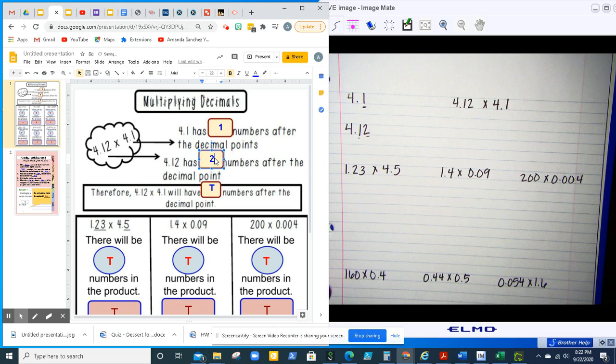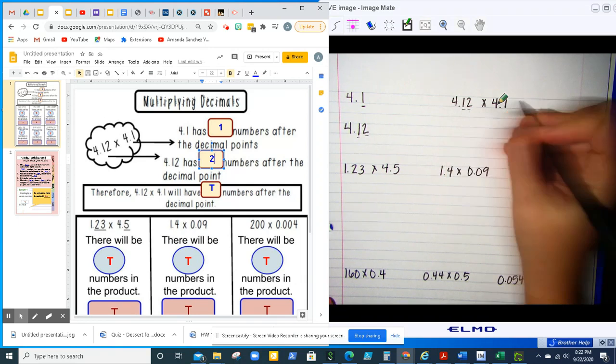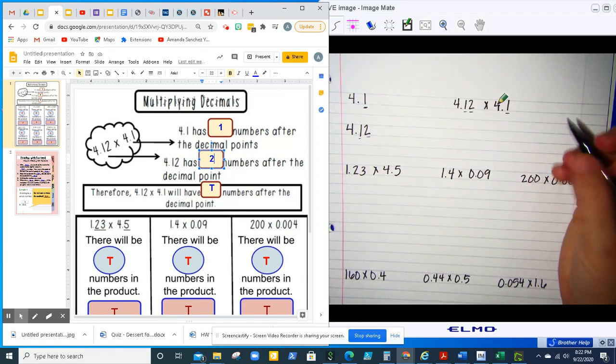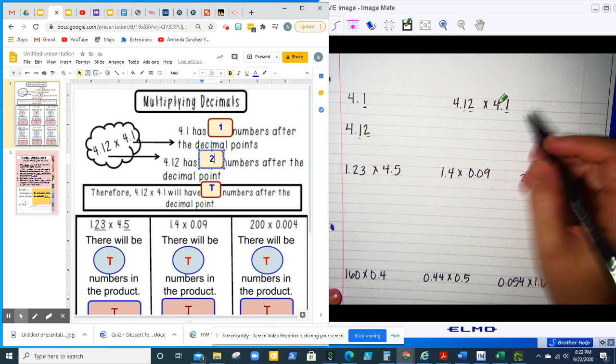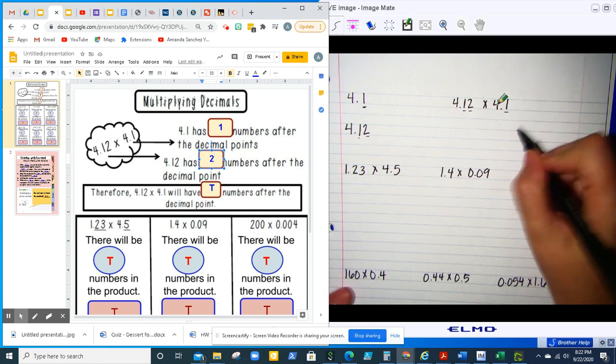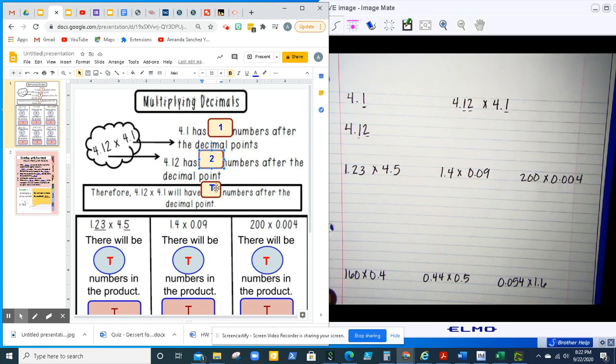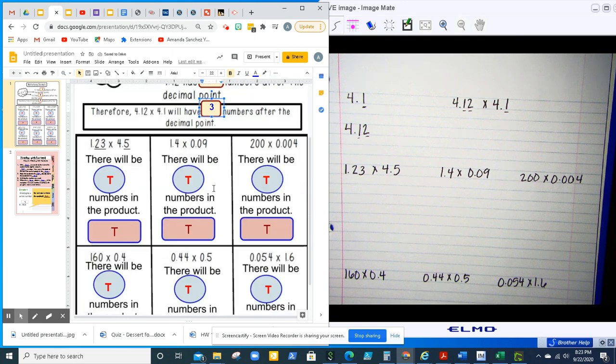Two values. And that means if you multiply those two, 4 12 hundredths times 4 1/10, you would have three values behind your answer. So right here, you're going to change this to three numbers. In our answer, if we were to multiply it, we'd have three numbers behind the decimal point. Okay, so let's go into our practice.